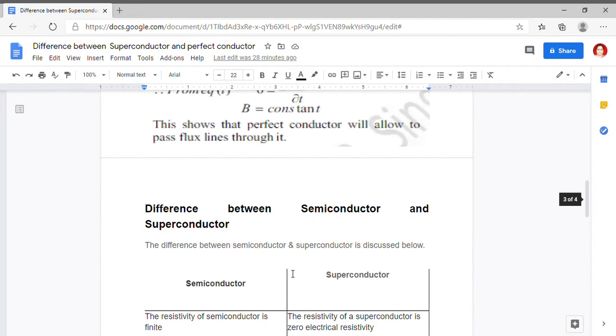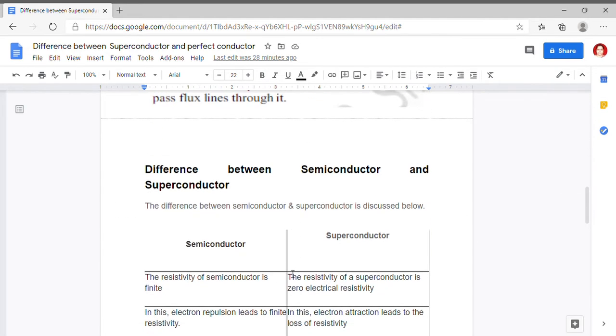Now, I am moving over to another important topic of superconductivity. I am going to differentiate a semiconductor and a superconductor. We know, students, that a semiconductor has a finite resistivity, whereas we know that resistivity of superconductor is 0. So this is the first difference between a semiconductor and a superconductor.